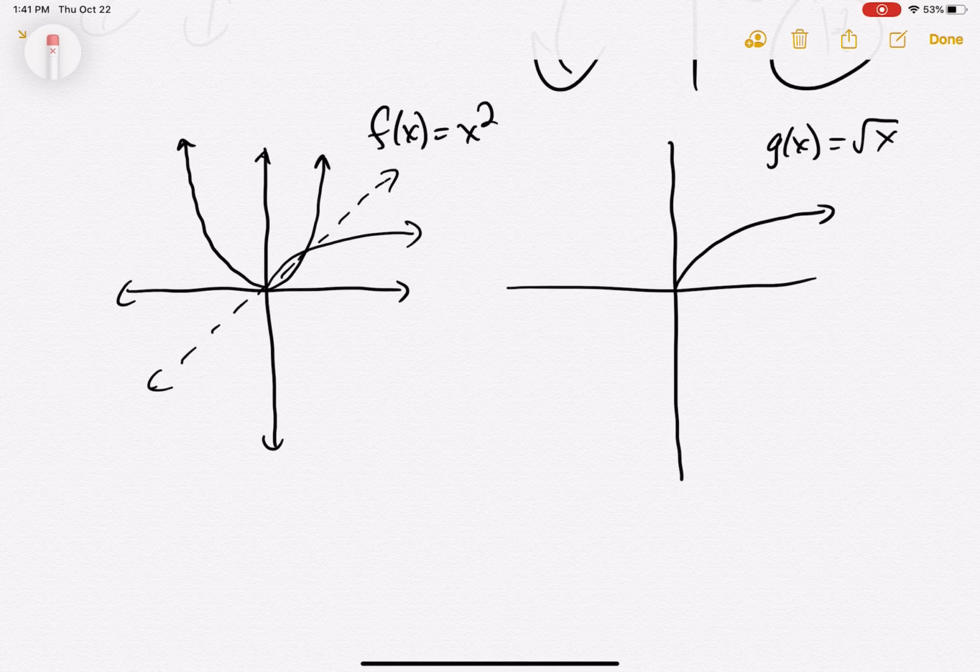So what we do is we restrict the domain. And by restricting the domain, we can get just part of it, okay? It's the reason why we don't take the square root of negative numbers, but it's also the reason why if you take the square root of a number, you never get a negative answer, okay?